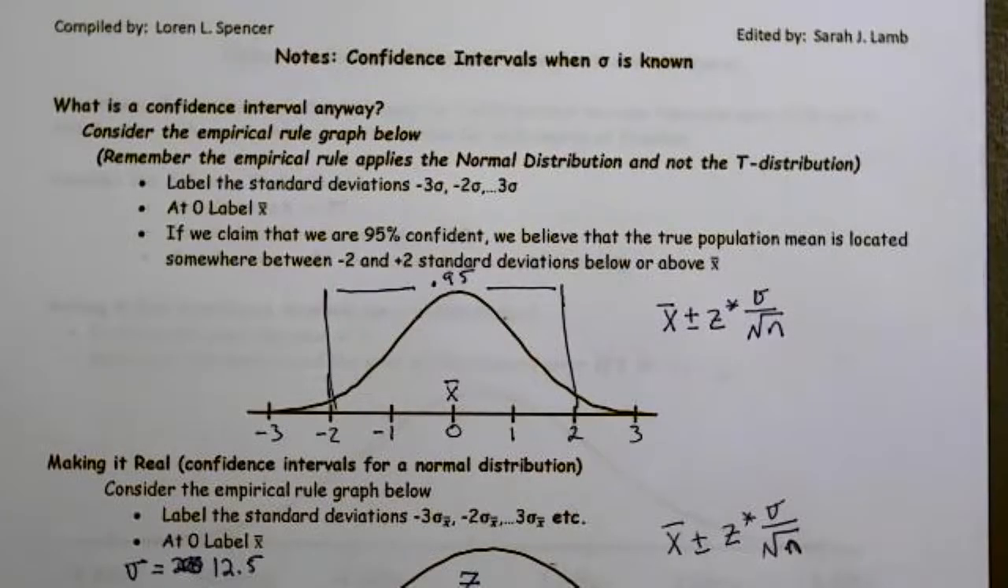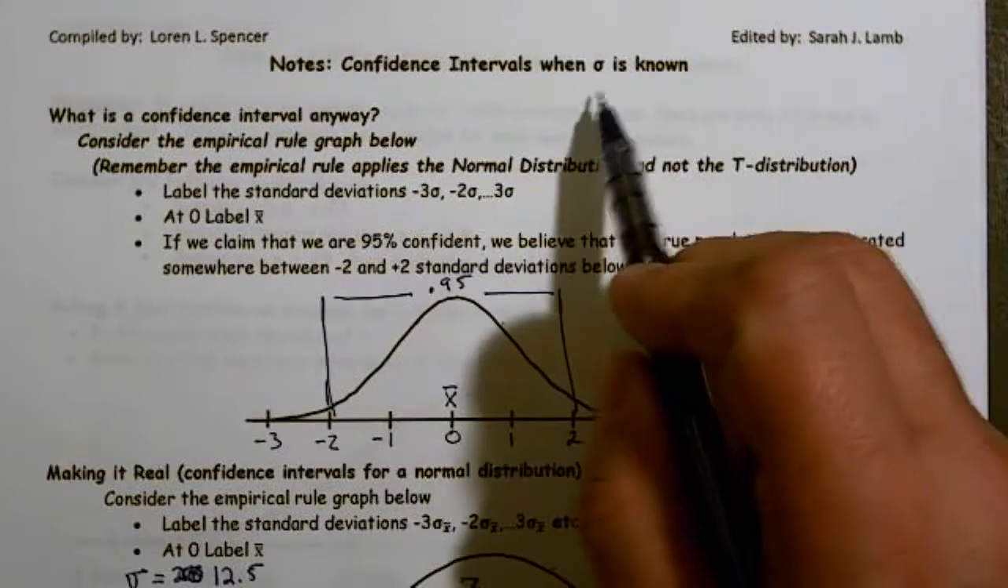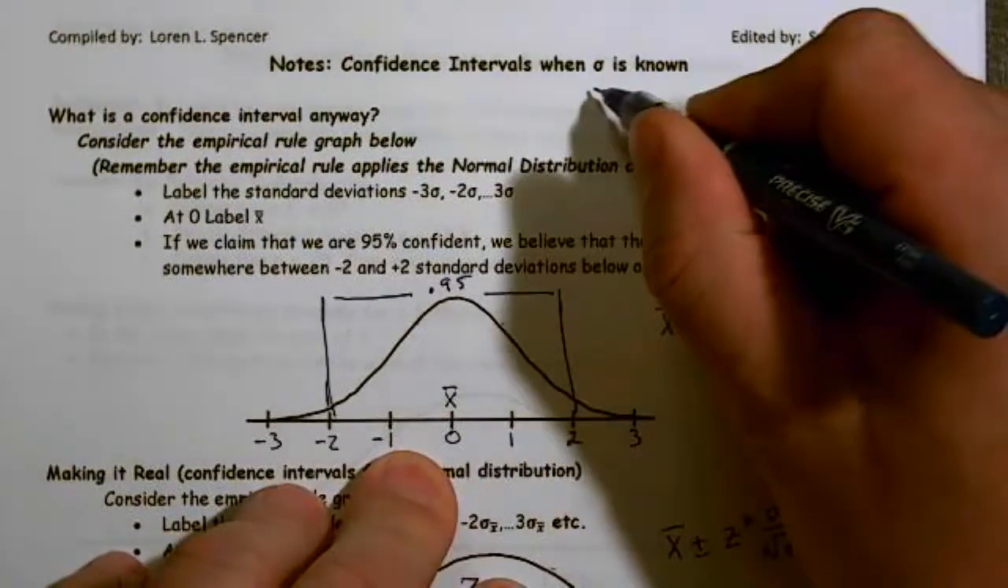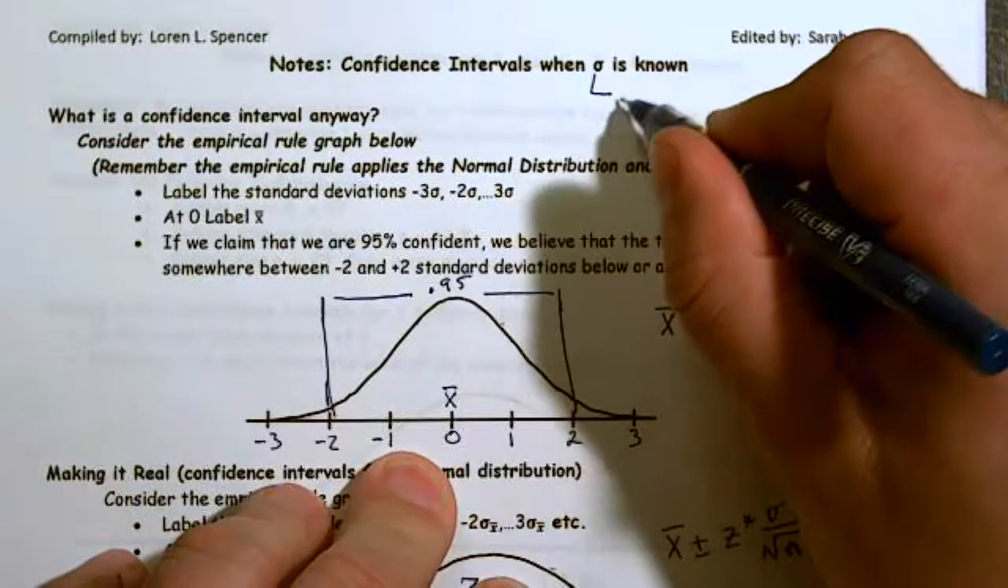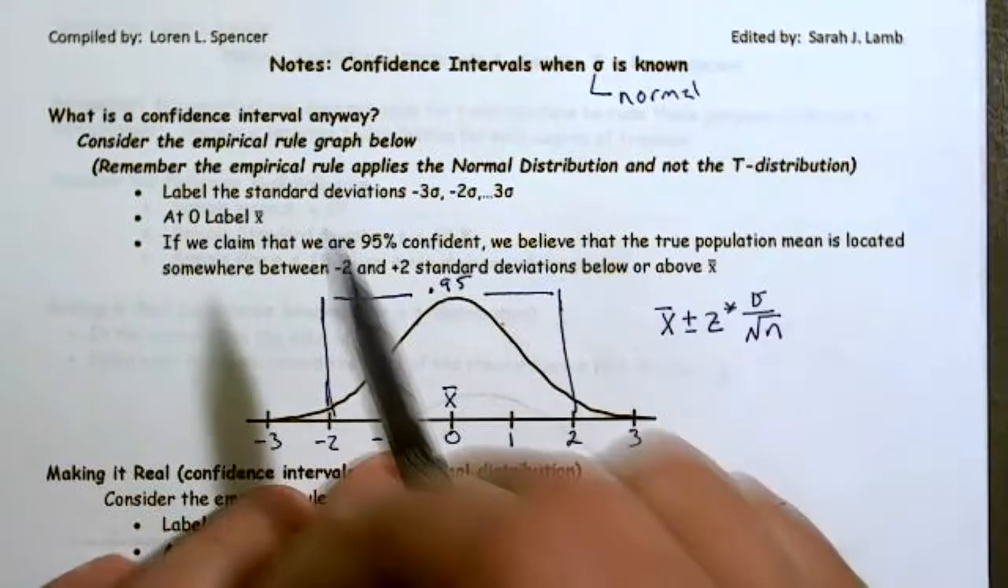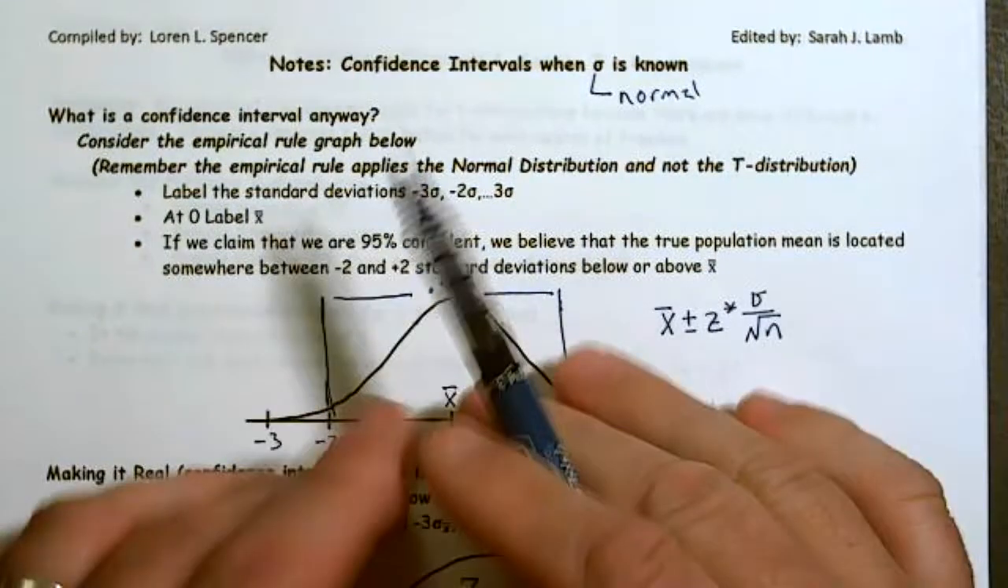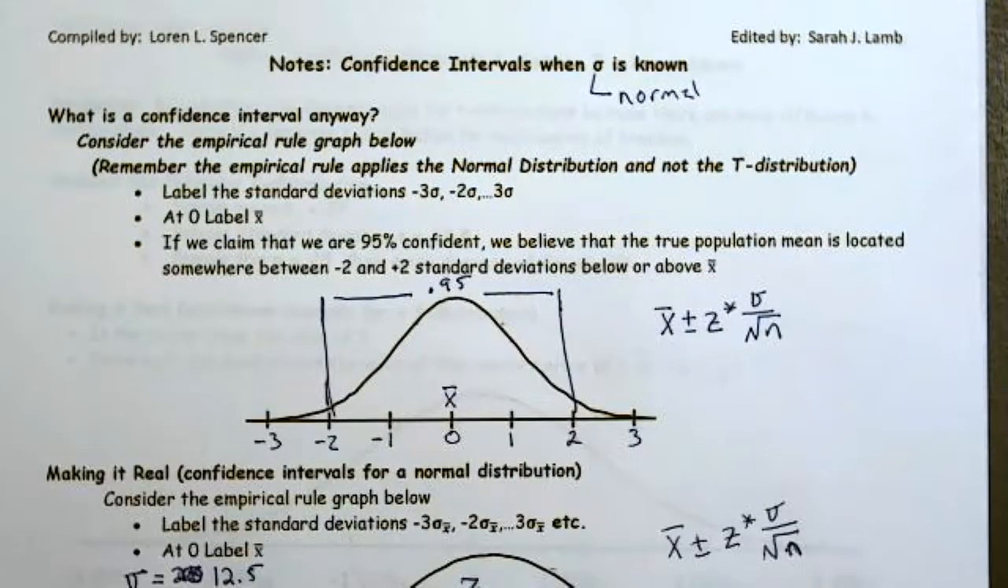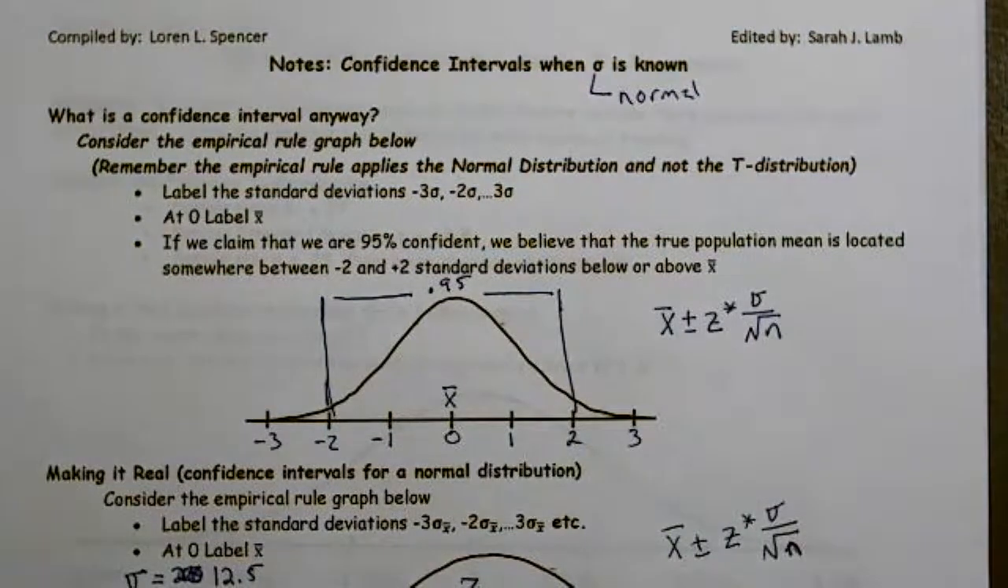Okay, this video is going to be about confidence intervals when the standard deviation of the population is known. And since we know the standard deviation of the population, we can work with a normal. So first off, confidence interval, what is it anyway? It basically just says how far we believe the population mean might be from our actual sample, where the actual population mean is in a range.